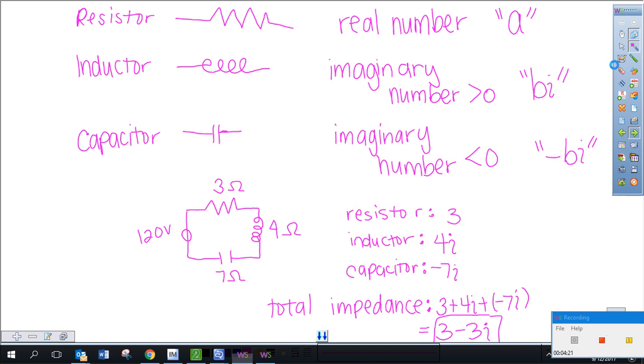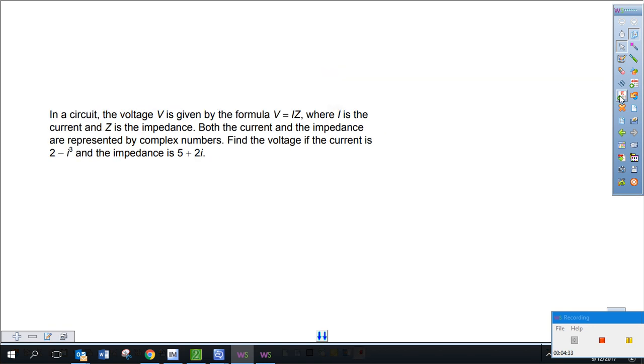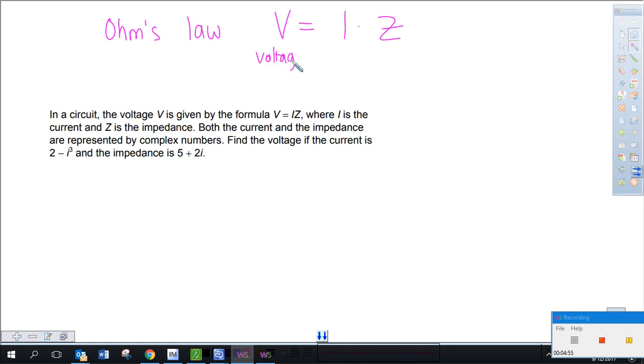Okay, so Ohm's law tells us that the voltage of a circuit is going to be your impedance times the current of the circuit. Ohm's law tells us that voltage equals I times Z. V stands for voltage. I stands for current, which is in amps. And Z stands for our impedance, which is measured in ohms.